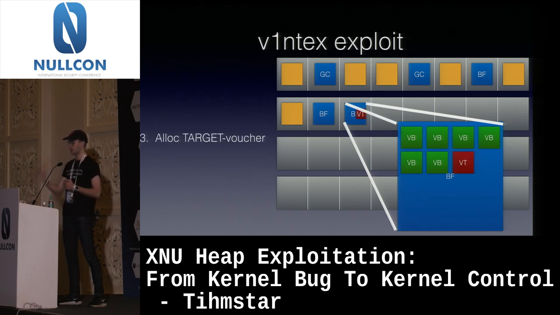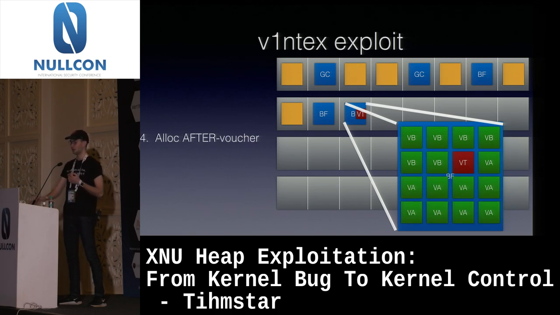Then we allocate our target voucher. This is the one we're going to use the bug on. And after that, we allocate after vouchers, because what we need to make sure is that all allocations in this page belong to us. We can't have another process allocate something, so we hope this is the setup.